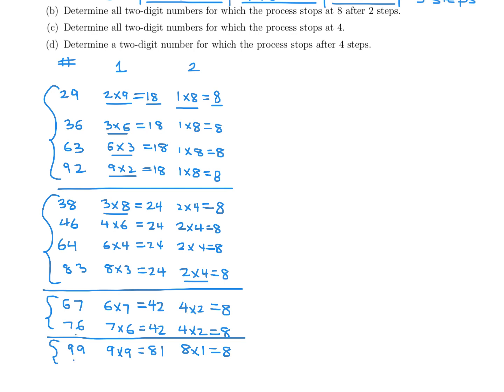So I got 1, 2, 3, 4, 5, 6, 7, 8, 9, 10, 11. Yeah, I think that exhausts it. So as you can see, it's just a bunch of trial and error.